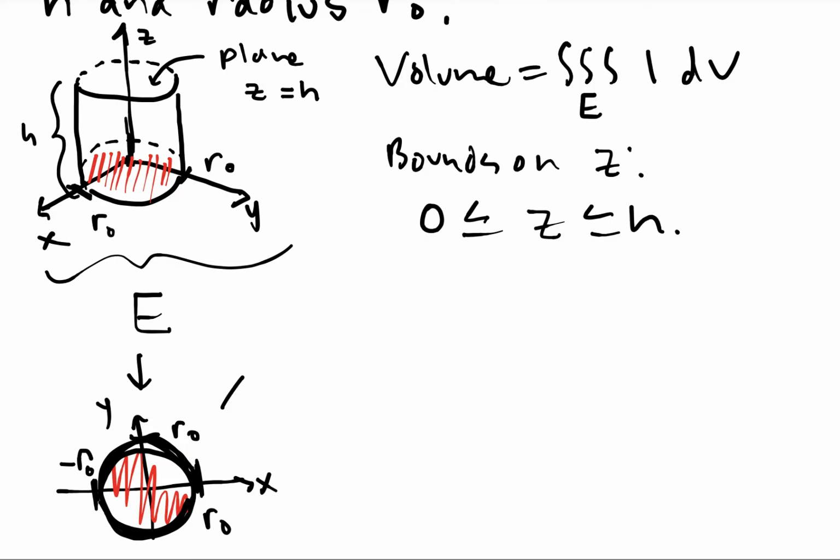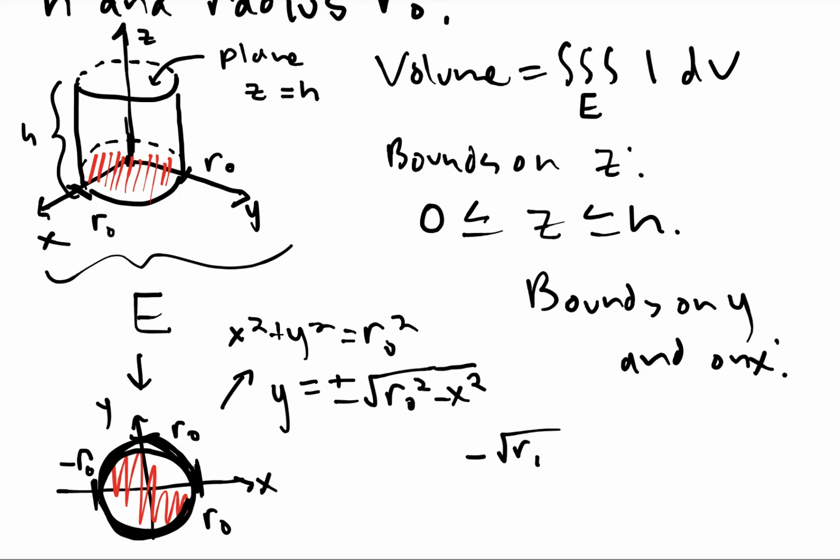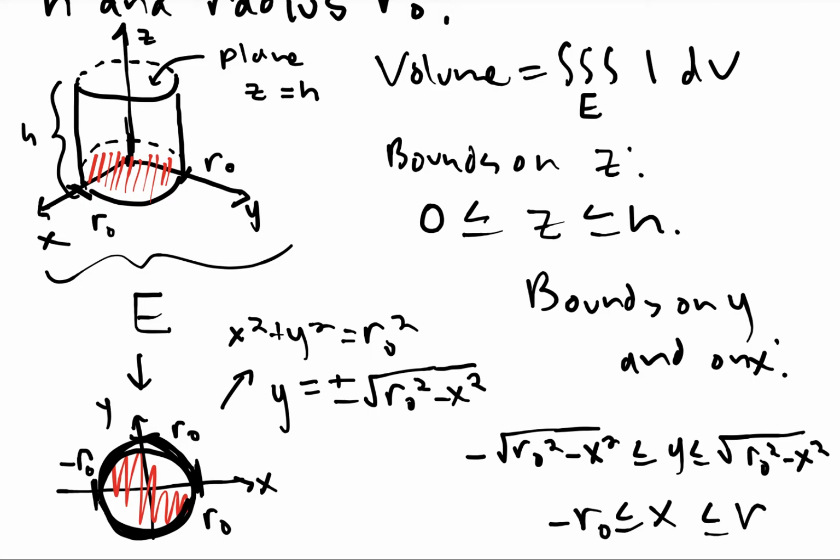Well, if this thing has radius r0, my circle equation is x squared plus y squared equals r0 squared. If you solve for y in this, you get both of your functions back, right? We'll get plus or minus the square root of r0 squared minus x squared. So those are going to give me my top and bottom bounds. In other words, for my bounds on y and on x, I have y stuck between minus the square root of r0 squared minus x squared, and the positive version of that same function. And again, like I mentioned a moment ago, we have x stuck between minus r0 and r0.